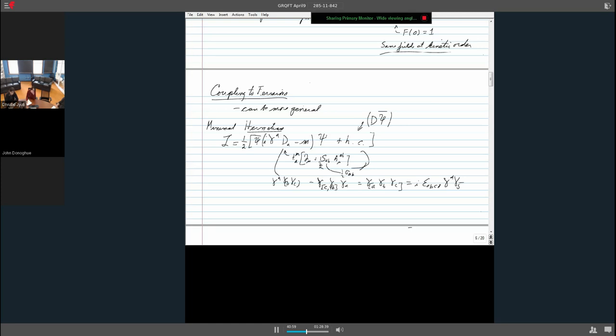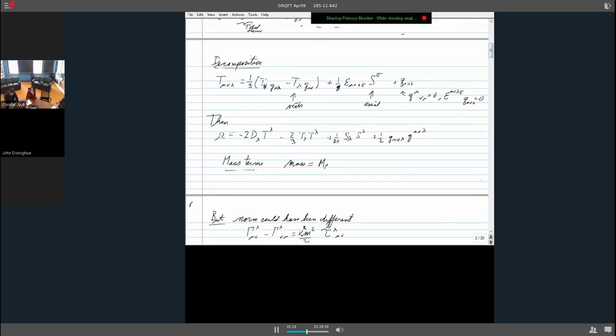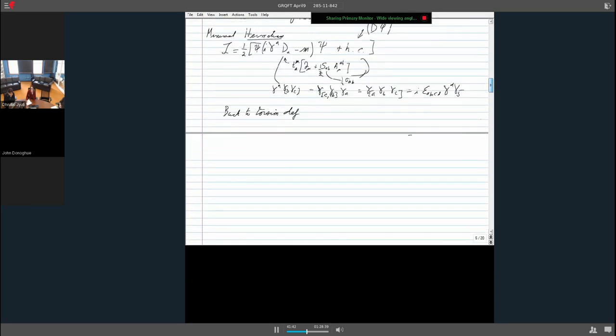So the minimal way is you write a Hermitian action, and so you just write the Lagrangian as 1/2 ψ̄ i γ^A, let me just write it as D_A minus M, ψ, and add the Hermitian conjugate. Okay, so that's the minimal thing you can do. D_A, of course, has in it the tetrad e_A^μ, there's the derivative, and then there's the S^{AB} ω_{AB μ}, there's the 1/2 there. Okay, S^{AB} is the sigma matrices, σ^{AB}.